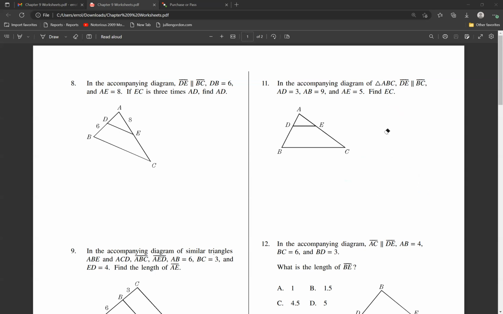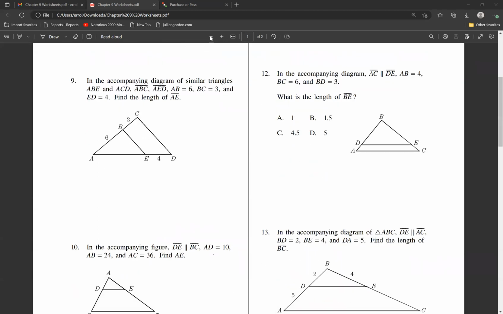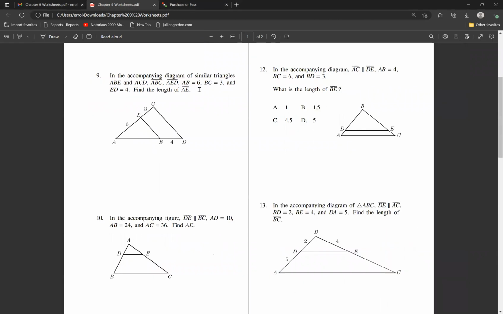All right, so you're gonna set up the ratio for 12. Because remember, you got to do this on the test next week, so it's just good practice for next week. Tell me, what should we do for 12? Set up the ratio. In the accompanying diagram, AC is parallel to DE, AB equals 4, BC equals 6, and BD equals 3. What's the length of BE? Label everything on the diagram and set up the ratio.